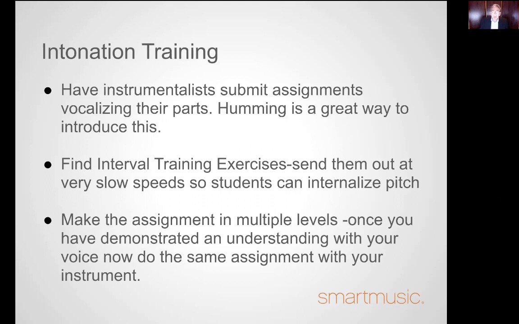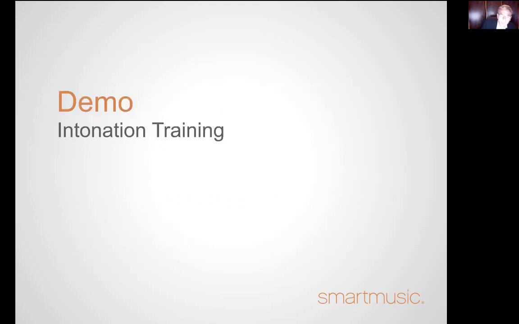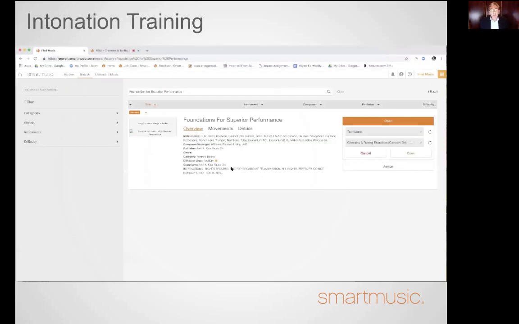Then in all of the exercises that are in there, anything can be turned into some kind of a singing exercise, whether it's a scale, intervals, all kinds of lines out of method books. But I always would encourage that you make it in multiple levels. Maybe the first one goes out and they have to hum it. The second one comes back, they vocalize it, and you hear them articulate as they're vocalizing. And then the third one, you have them play it on their instrument. So this is what I would do with intonation training in Foundations to Superior Performance.